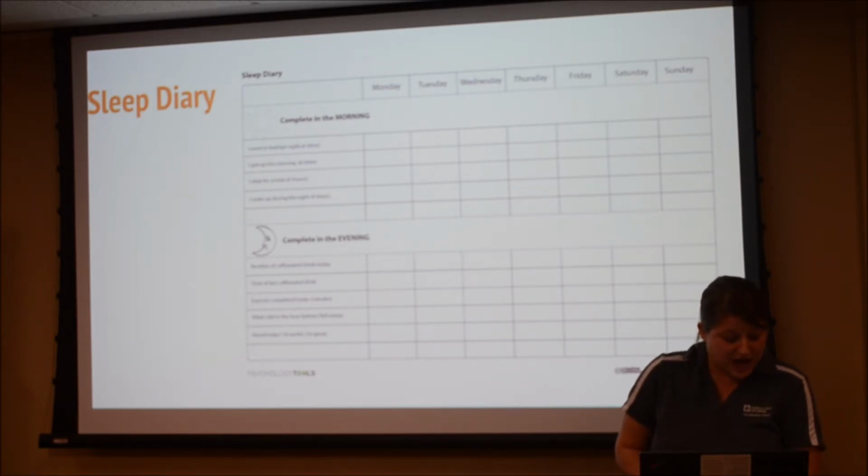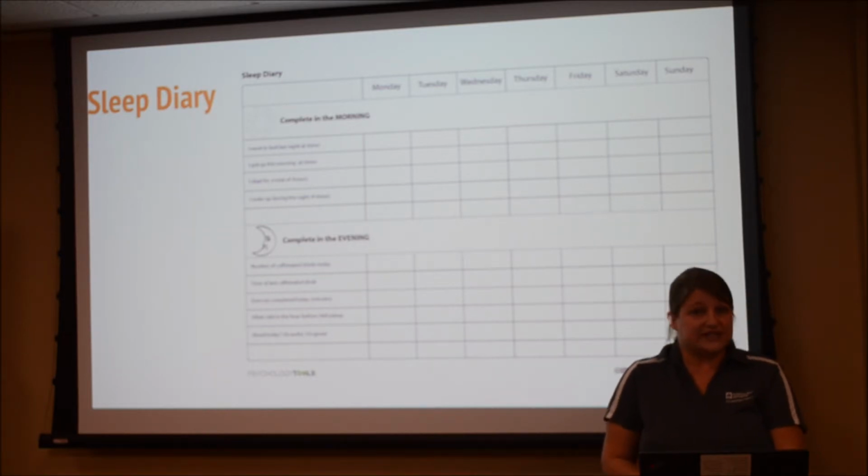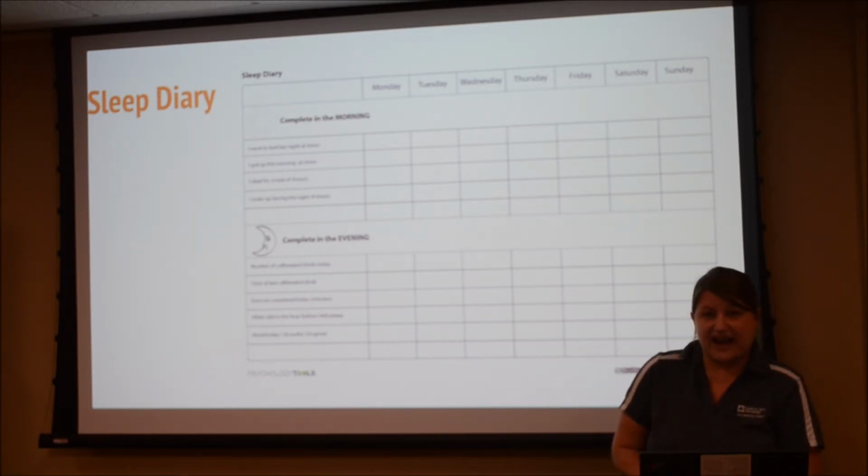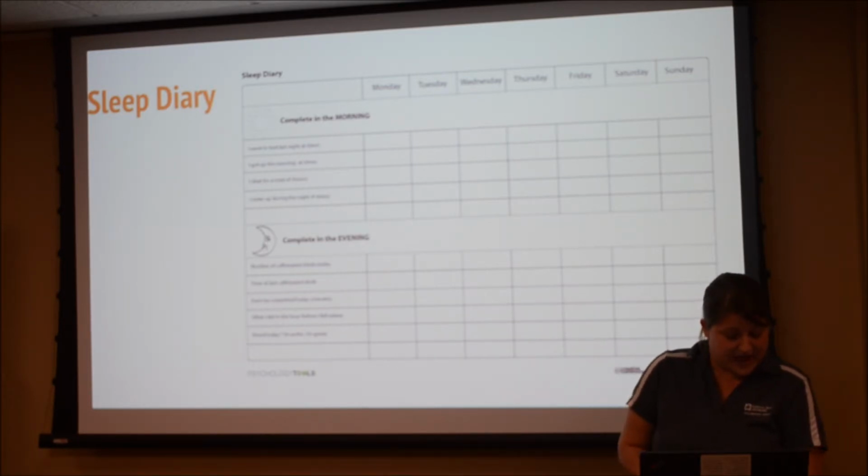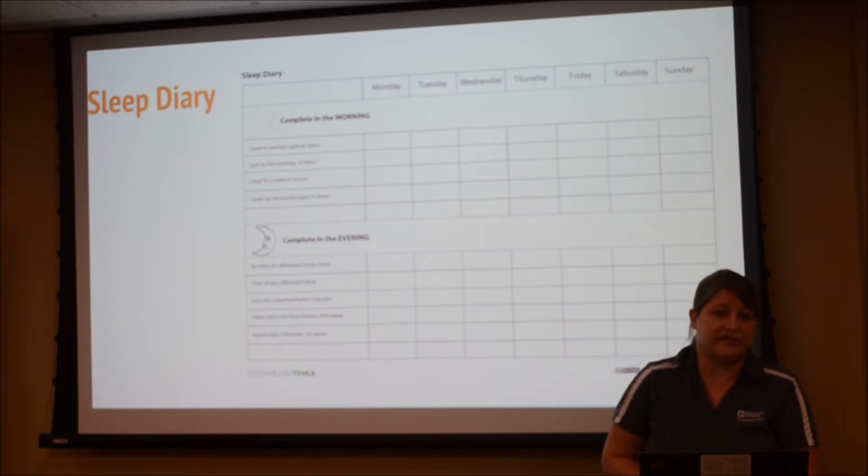The columns here are what time they went to bed, what time they got up, how many hours they slept for, and how many times they woke up in the middle of the night. And then in the evening, they complete how many caffeinated drinks they had, what time the last caffeinated drink was, if they exercised and what time they exercised, and what they did the hour before they fell asleep.